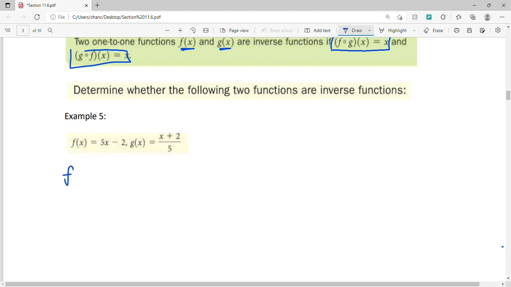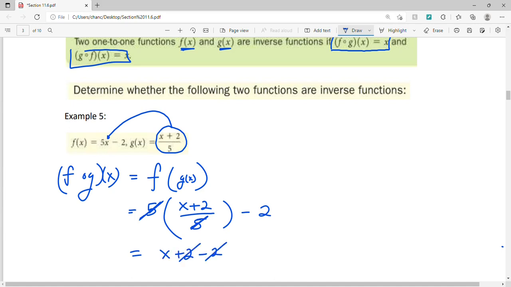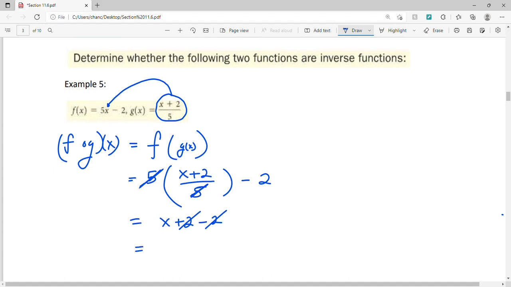finding f of g of x. That means I'm going to take the f function and substitute the entire g into it. This is the function g. We're going to take that whole thing and plug it back into this x. That gives me 5 times, and we're going to do a substitution with (x plus 2) over 5. And then we'll simplify. The 5's reduce, and so we have x plus 2 minus 2. This cancels out, and we do get an x. That's great. We have the first condition met.